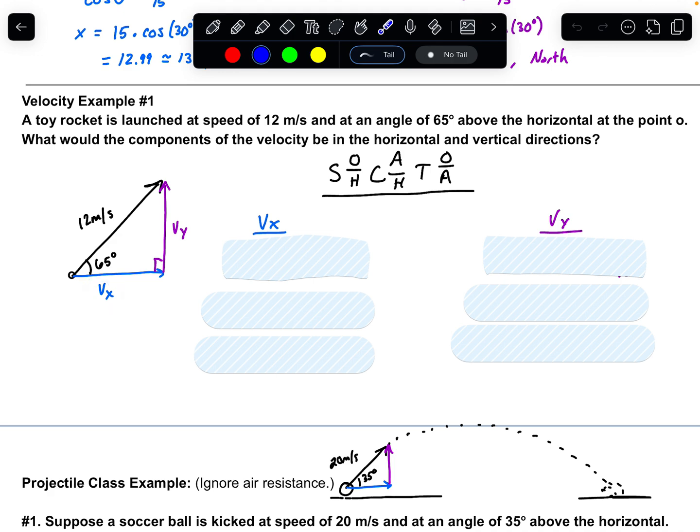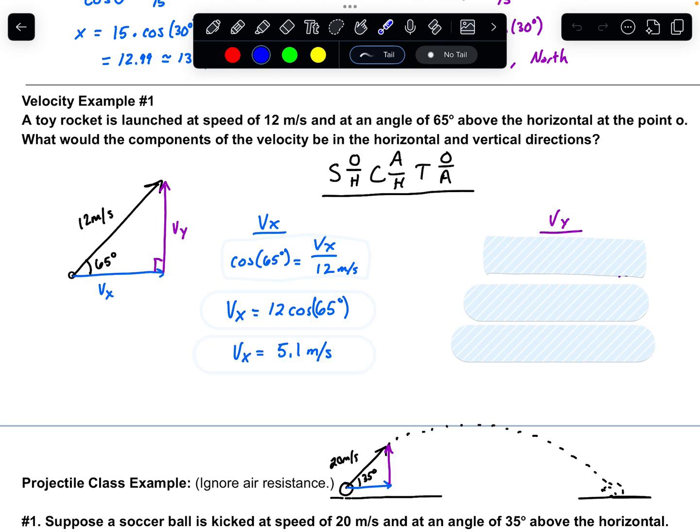We know that x is the adjacent side, so therefore I'm going to want to use cosine, and the cosine of the angle is the adjacent side, the Vx, all over the hypotenuse, or 12 meters per second in this case. Doing some algebra, I'm going to multiply both sides by 12: 12 times the cosine of 65. Make sure it's in degree mode. You get about 5.1. So that becomes the value of that horizontal velocity.